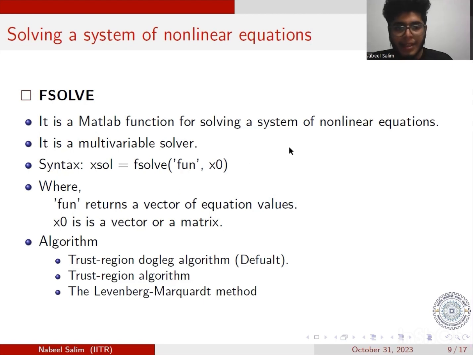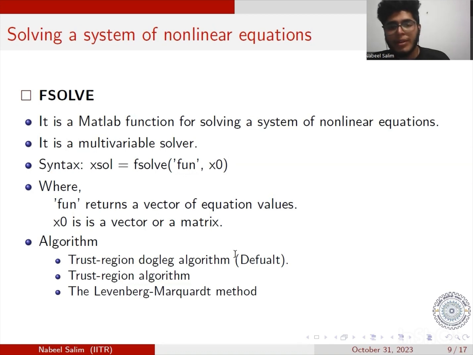This is the simplest syntax for fsolve: x solution equal to fsolve of function, x0. Here the function returns a vector of equation values, and x0 is a vector or a matrix. The algorithm inbuilt in fsolve is the trust-region dogleg algorithm, which is the default algorithm. The other is the trust-region algorithm, which is a subset of trust-region dogleg. And the other algorithm is the Levenberg-Marquardt method.